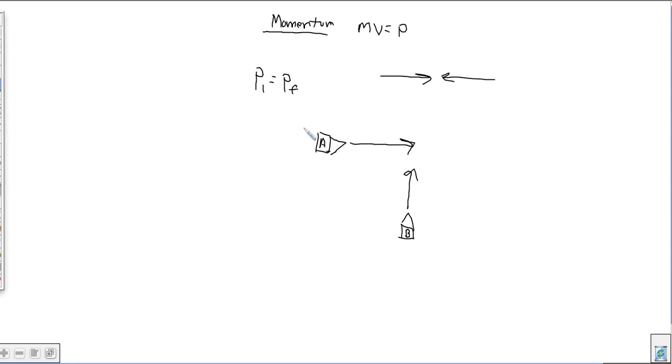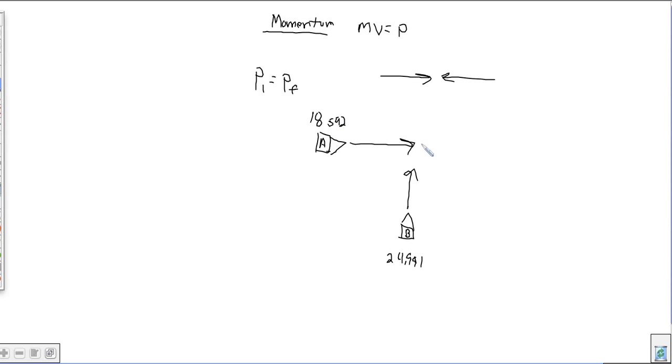Let's say that the momentum of A over here is large. Let's say that these are big boats. So let's say that my momentum of A is 18,592. Let's say my momentum of B here is 24,992. So big old boats hitting, what's going to happen?